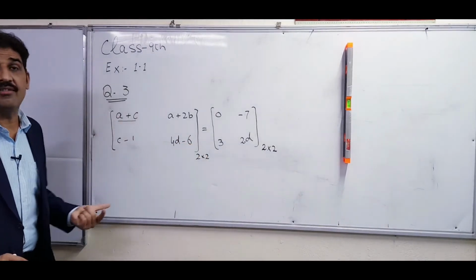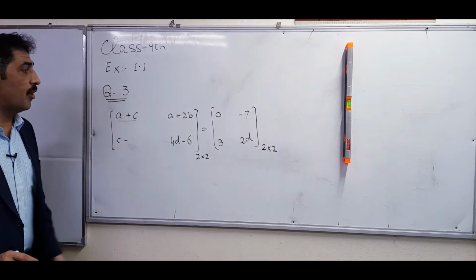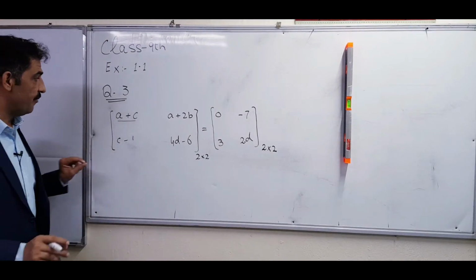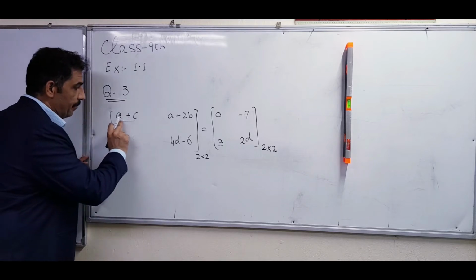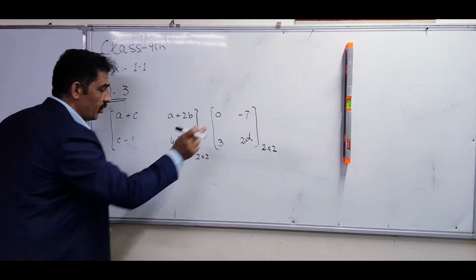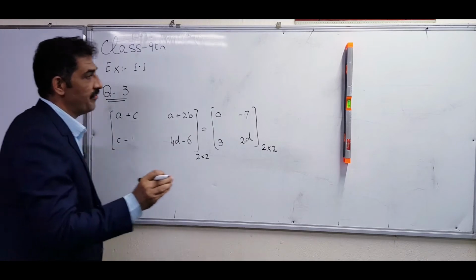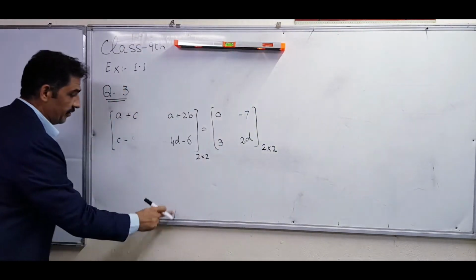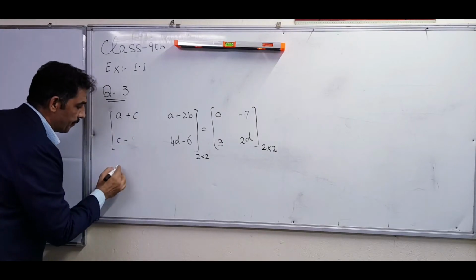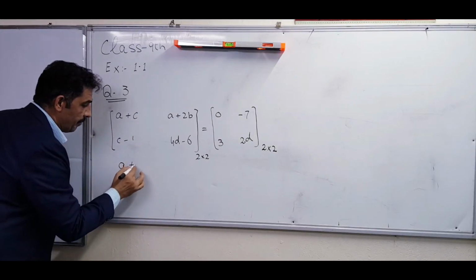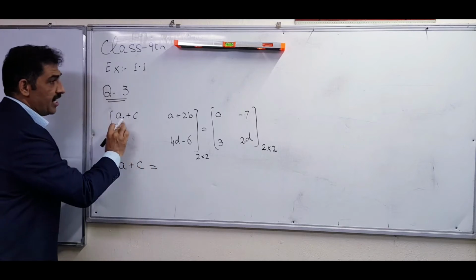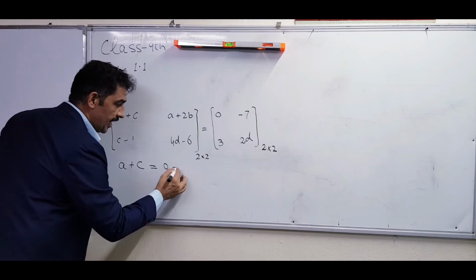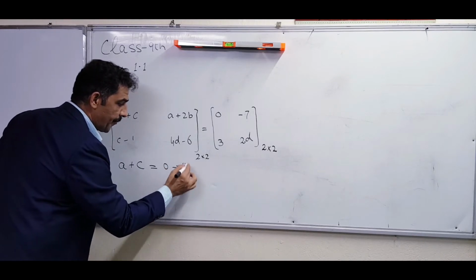So we have to find the value of A, B, C, D. How to find? Let's see. The first entry, A plus C, is equal to the first entry of this one. We make some equations, then we will start to solve. How do we make the equations? There are 4 equations we will make. A plus C, the first entry, is equal to the first entry, that is 0. Then we will name this equation number 1.